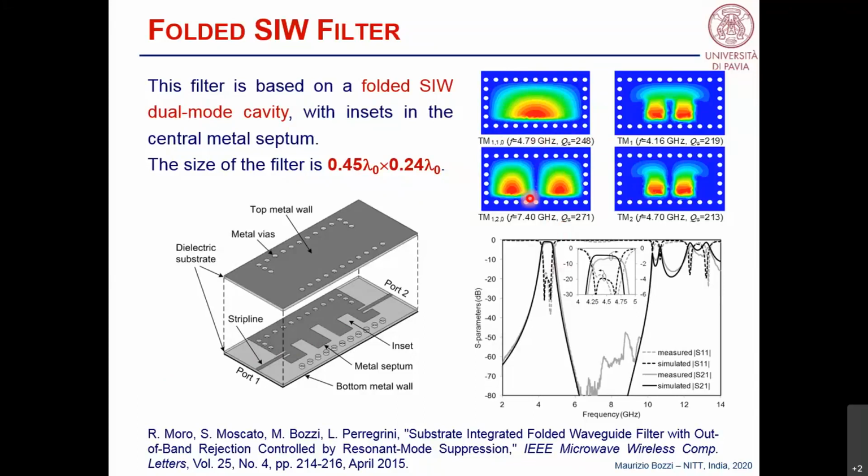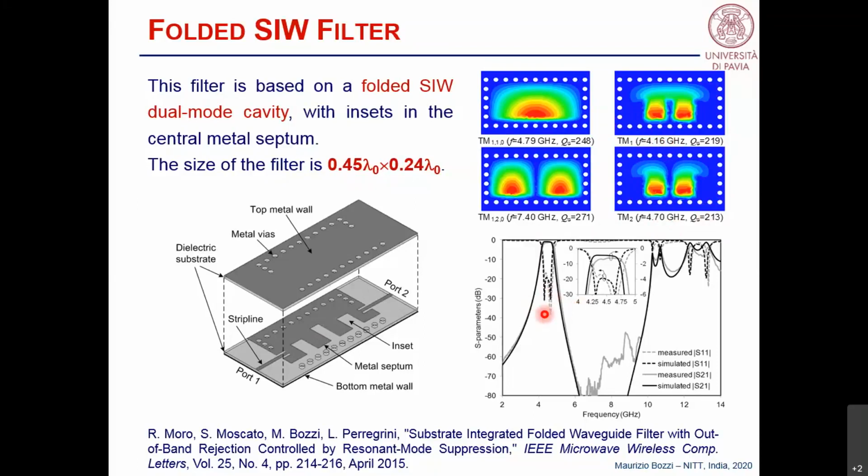So they are quite different. They are quite largely spaced. One is 4.7 gigahertz, the other is 7.4 gigahertz in terms of resonance frequency. But when you insert the 3 insets, the first mode becomes like this, and the second mode becomes like this. So they look quite similar in terms of field distribution. They are quite similar in terms of resonance frequency. You see 4.16 and 4.70 gigahertz. And so you can use these 2 modes to define the pass band of your filter.